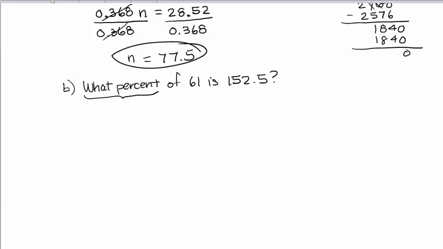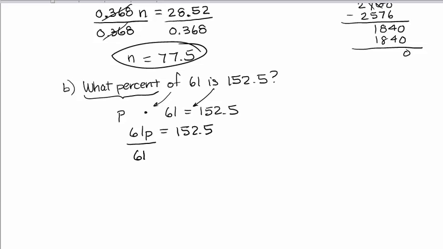What percent? We'll just say it's going to be some p. And we'll have to remember at the end that we're actually looking for a percent. But for now, we're going to find a decimal. So of means times 61 equals, this equals 152.5. So that's the same as 61p equals 152.5. Solving for p, I'm going to divide by 61 on both sides.